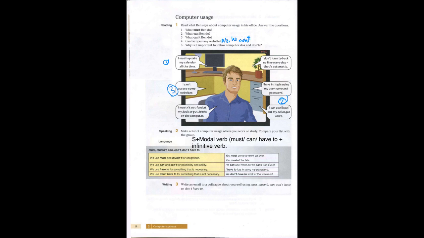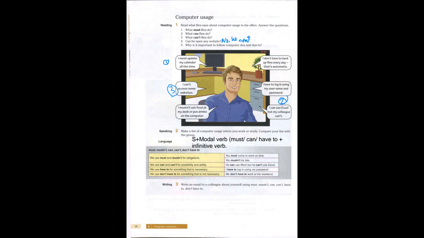And here we have examples of sentences. But before we take examples, when do we use must and can? Must means have to, in the sense of obligation. We use must and mustn't for obligation. Of course, must has a positive and a negative form. The positive is must, the negative is mustn't or must not. Can means possibility or ability, it means is able to. We use can and can't for possibility and ability.